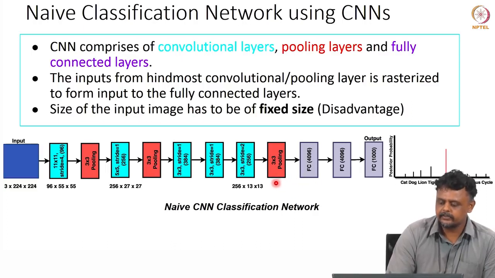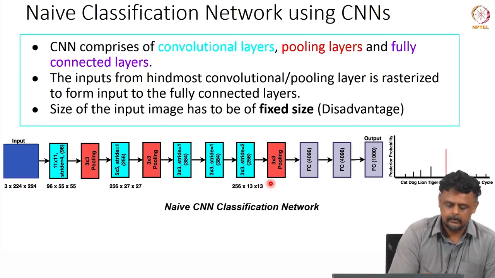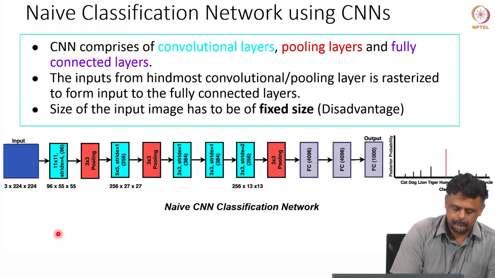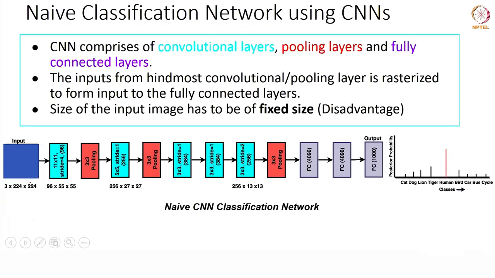Here, what happens is, after max pooling, its size would be 256 cross 7 cross 7. That would be the size of the volume after max pooling. Now this is fully connected to the 4096 neurons. So in order to do that, we have to rasterize it. So 256 cross 7 cross 7 is rasterized into one vector and is fully connected to the next layer, which has 4096 outputs. So this is what prevents us from having an arbitrary sized input.